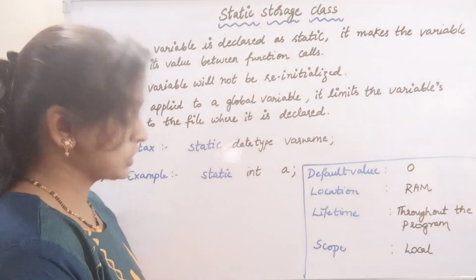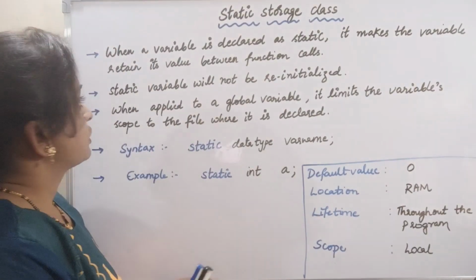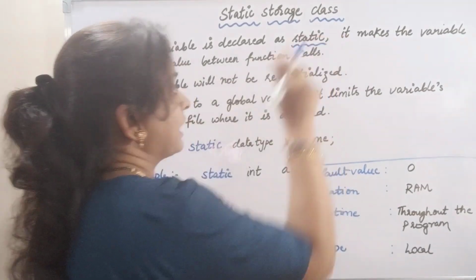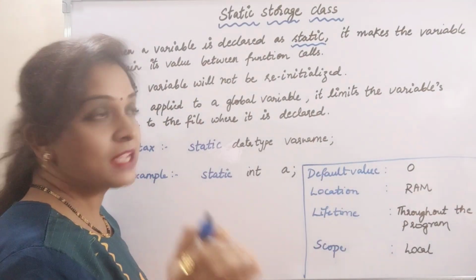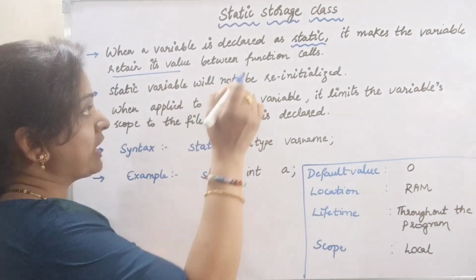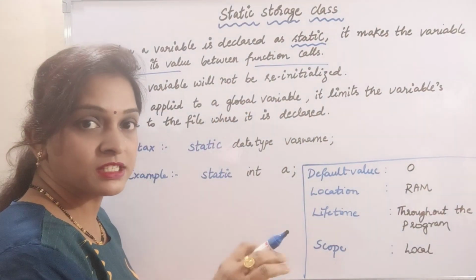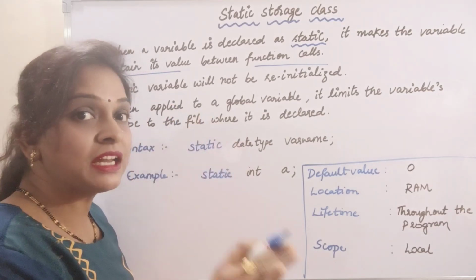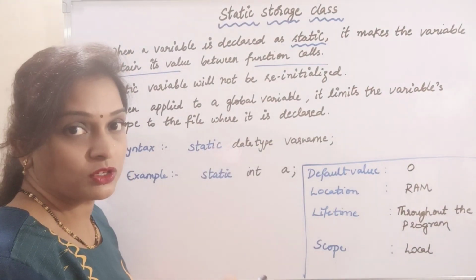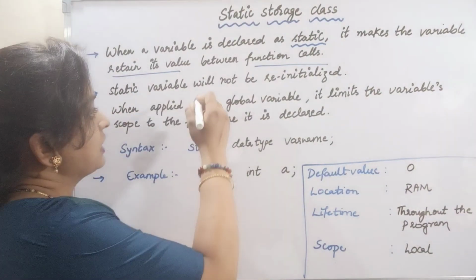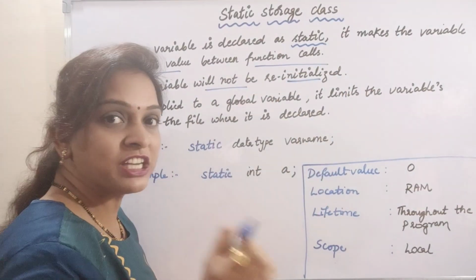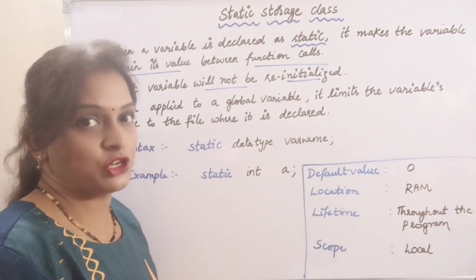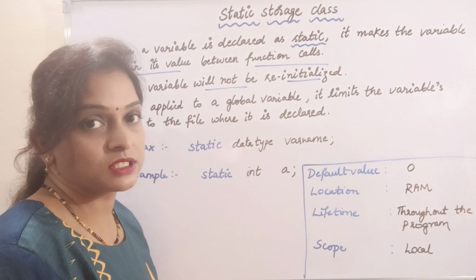Static storage class. So what is the static storage class? When we declare a variable as static, it makes the variable retain its value between function calls. This means the value of the static variable will not be reinitialized. It retains its value between function calls throughout the program. Once we initialize it to some value, it cannot be reinitialized between function calls.